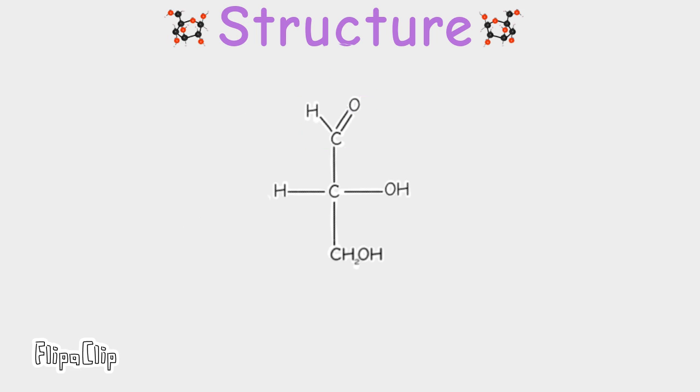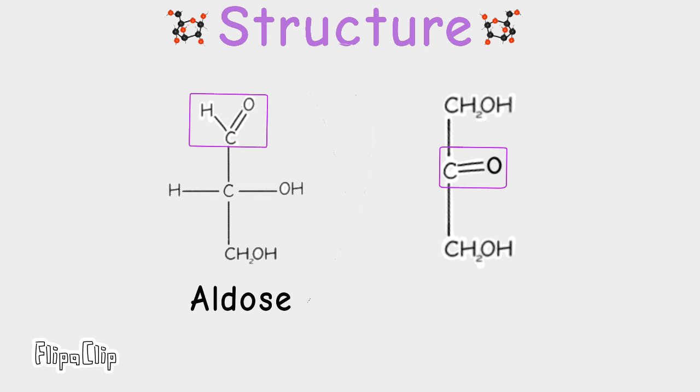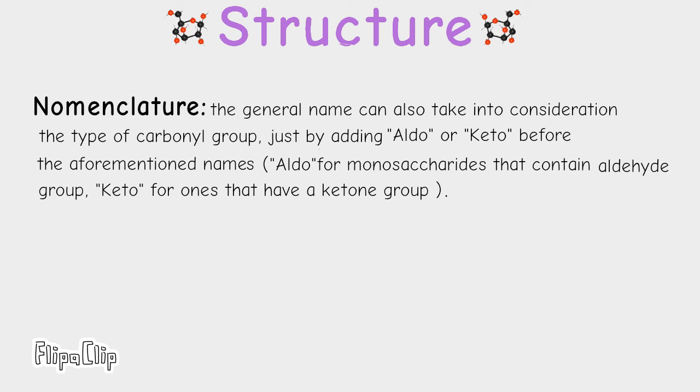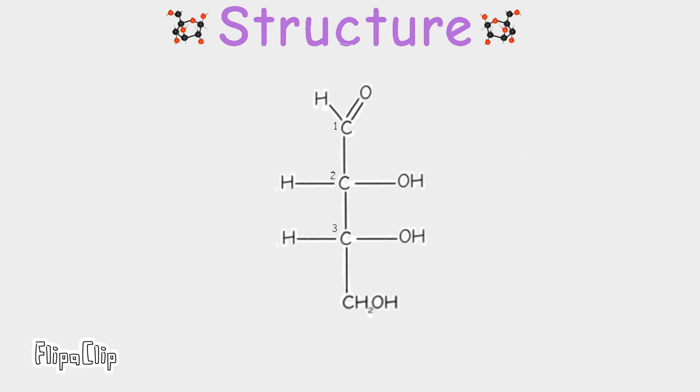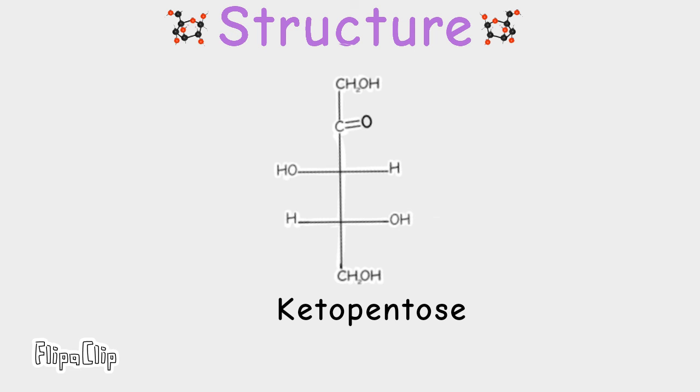Now, sugars that contain an aldehyde function are called aldoses, and ones that contain a ketone function are called ketoses. We can name them again, taking into consideration both the number of carbons and the type of carbonyl function as follows. So a monosaccharide that contains 4 carbons and an aldehyde function is an aldotetrose, and this is a ketopentose. It contains 5 atoms of carbon, pento, and a ketone function.